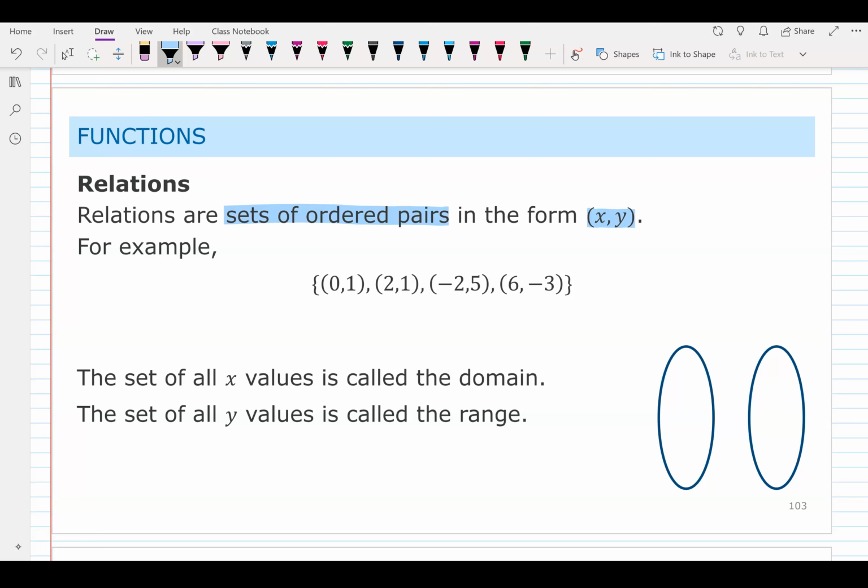For example, here we have a set of x values. Let me color code this. Set of x values and then a set of y values. The x values, the set of all x values, is called the domain. And the set of all y values is called the range. And generally speaking, when we have functions, the domain values will be used to calculate range values, but that's not always the case. But domain and range can be thought of as input and output.